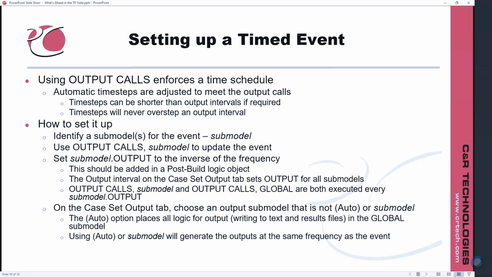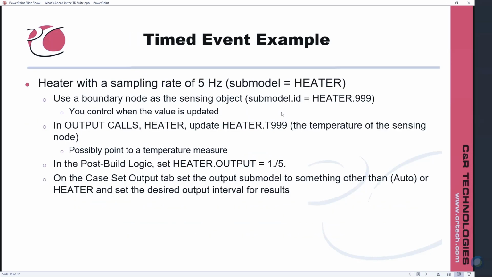And the reason for that is every output interval you reach, regardless of which submodel it is, you will run any logic in that submodel's output calls, and you will also run all the global output calls. And if you choose auto, then all of the outputs for post-processing and text files will be called every event. So you usually don't want that. So try to make sure you put it into a different submodel for that.